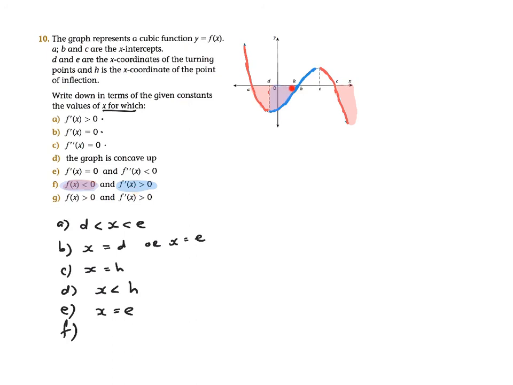So the only one that will satisfy this is this area here, right? Between D and B. Sorry, my glasses. So here we go. It's all those values between D and B. All those will have negative y values and a positive slope.